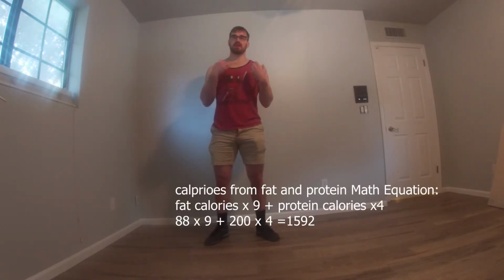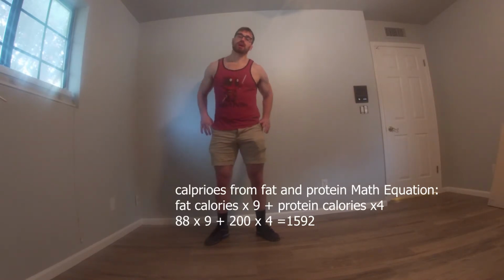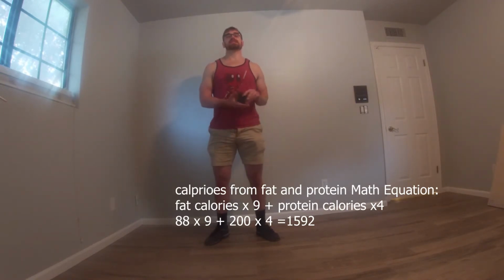Mathematically, he has 200 grams of protein, at 4 calories per gram. Then we find 25% of his overall calories as fat, which is going to be 88 grams. So we do 88 times 9, which is 792, plus 200 times 4, which is 800. That gives us 1,592, his calories from fat and protein only.